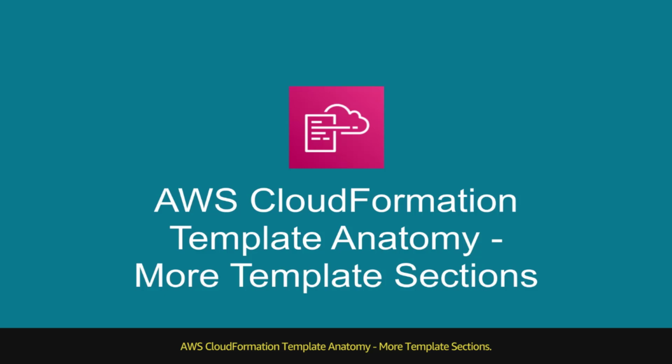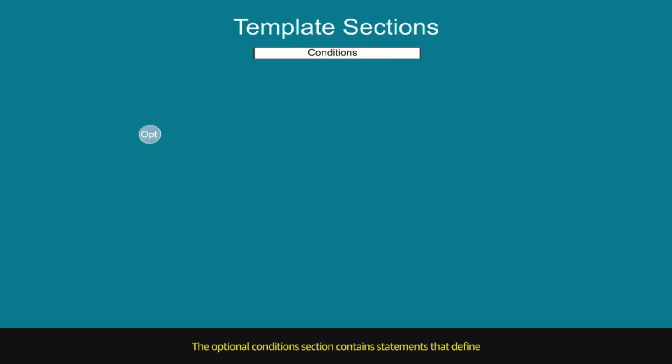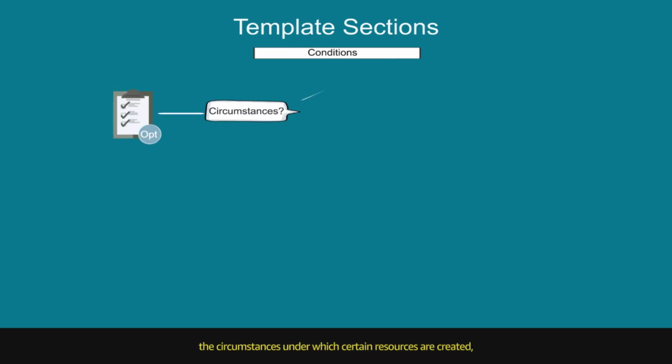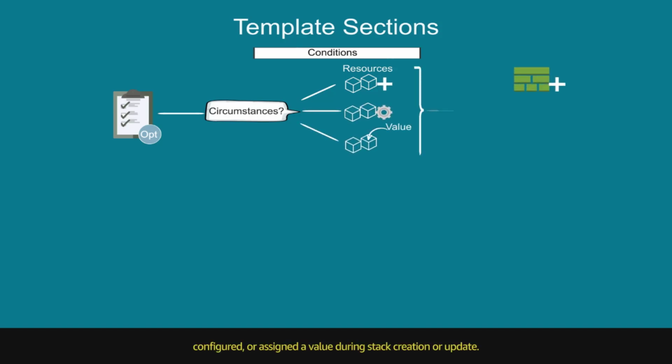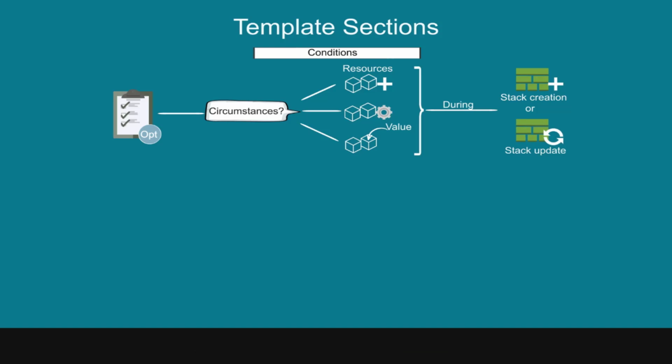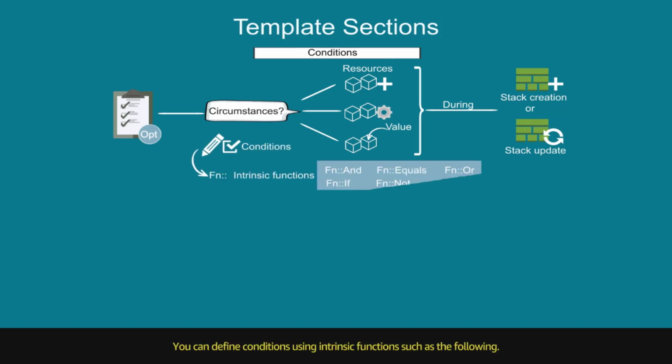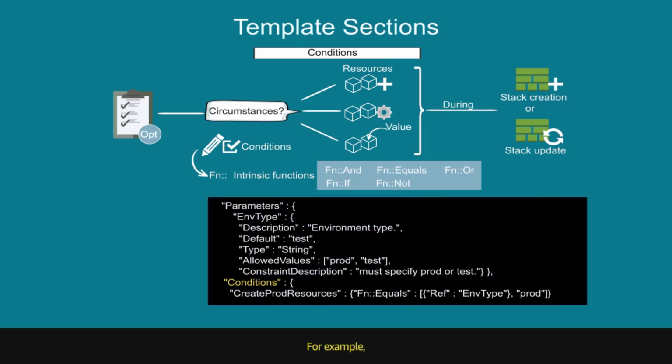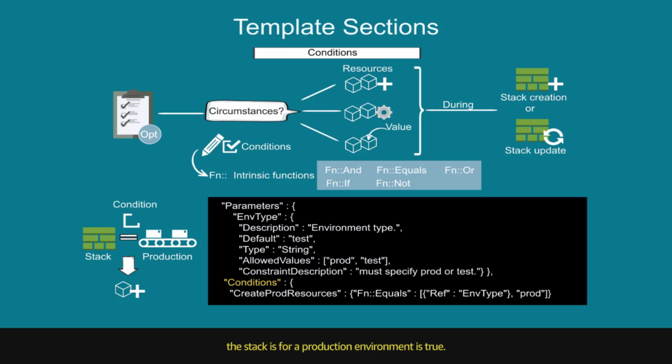Template Anatomy. More template sections. Conditions. The optional conditions section contains statements that define the circumstances under which certain resources are created, configured, or assigned a value during stack creation or update. You can define conditions using intrinsic functions, such as the following. For example, you could create a resource when the condition that the stack is for a production environment is true. The equals intrinsic function is used to perform the comparison.